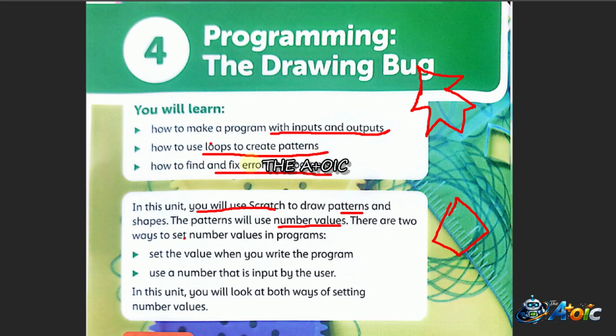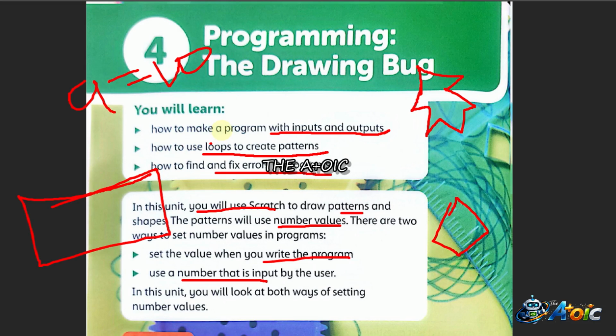There are two ways to set number values in programs. We set the value when we write the program, or we use a number that is input. Maybe like the way we set variables, we can say a is equal to 10 in the program, or maybe we'll let the person type how many times the person wants the program to draw. That is the second one. So in this unit, we will look at both ways of setting number values.